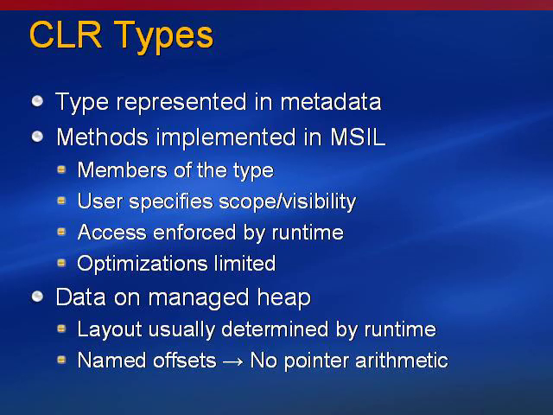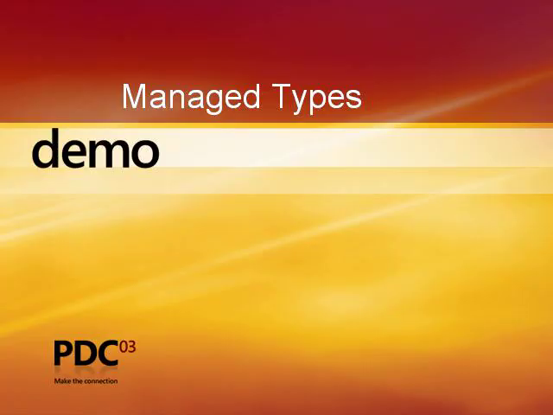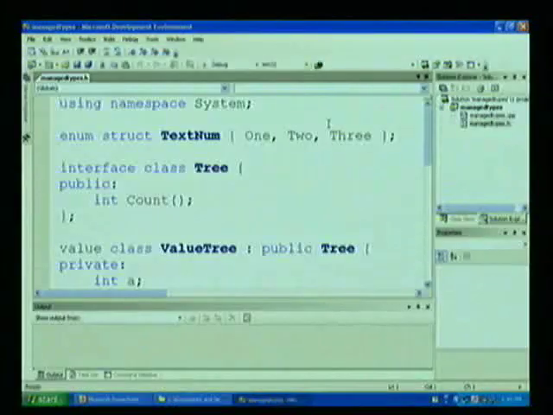Your layout is almost always determined by the runtime. The only time it's not determined by the runtime is if you do explicit layout using attributes on your code. In order to get at your members, you always use named offsets. You don't do any pointer arithmetic at all. So let's drill down and do a demo and see, given some code, exactly how things get laid out.